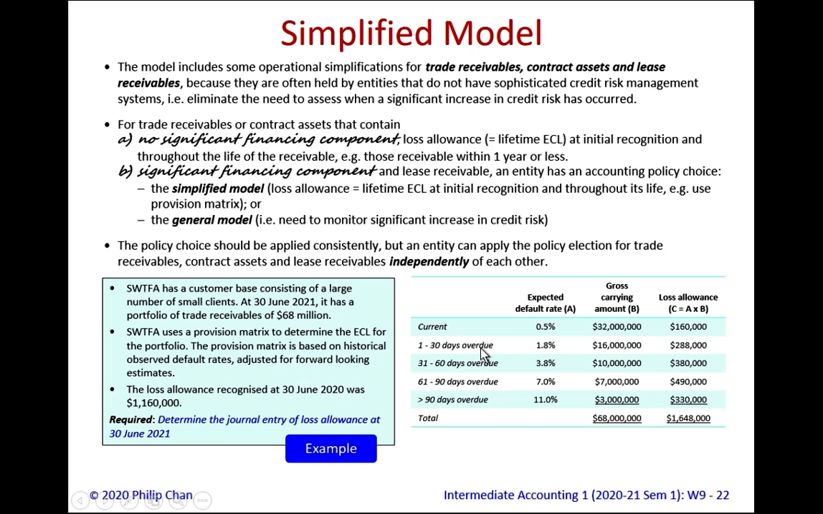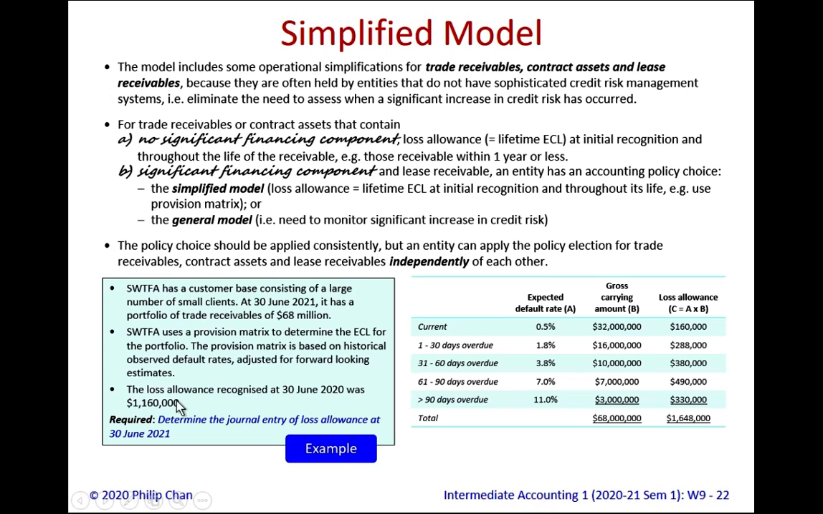So what they did is split the receivables by how many days overdue, and assign a possible default rate for each one. Then, based on the overdue data, they split the 68 million into different amounts with respect to each due date, or not yet due, and multiply by the respective default rate. So A times B equals column C, added together. That would be the loss allowance balance as at 30 June 2021.